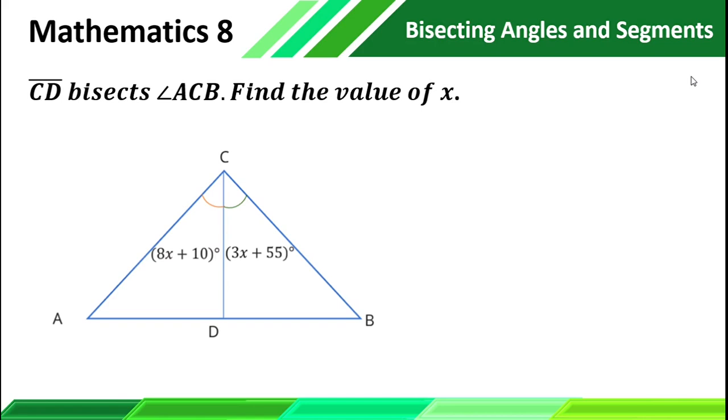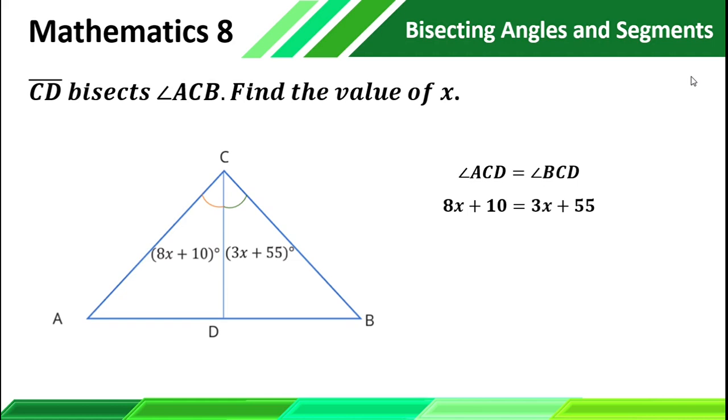Here we have line segment CD bisects angle ACB. Find the value of x. So as you can see here, line segment CD is our angle bisector. So we can say that the measure of angle ACD is equal to the measure of angle BCD. We can also rewrite this one as 8x + 10 = 3x + 55.